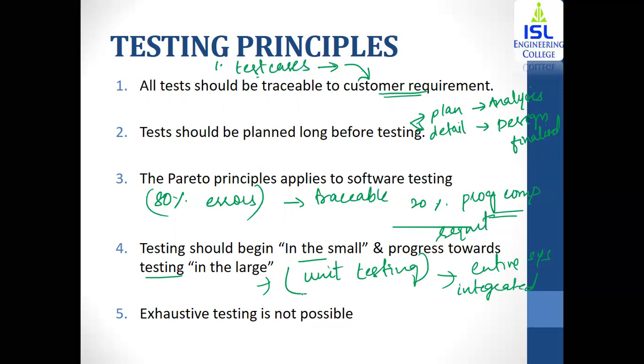The fifth principle is exhaustive testing is not possible. Now it is impossible to execute each and every combination of the software that you're testing, whereas it is possible to go through all the logic of the program and check all the conditions, whether they are working well or they are performing the desired functions or the desired task or not.